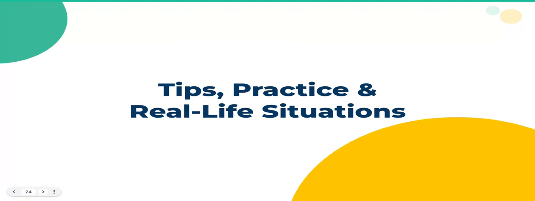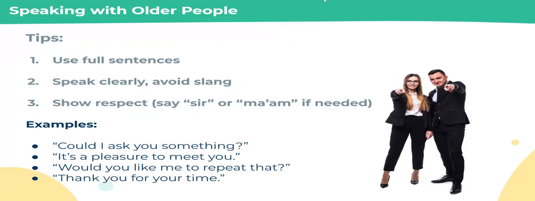Okay, well, let's move on to the last part of our lesson today, which is about tips, practice, and real life situations. So, speaking with older people. Okay, we've got some tips here. Number 1, use full sentences. Number 2, speak clearly, avoid slang. Number 3, show respect. Say sir or ma'am if needed. It's very formal, but it does show respect.